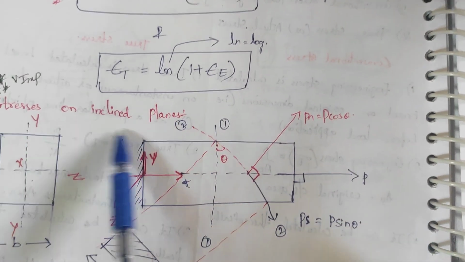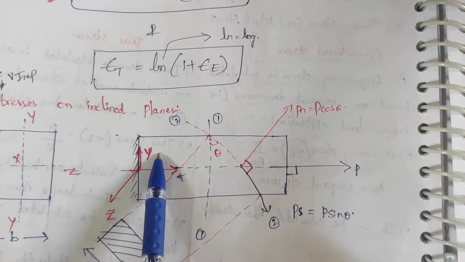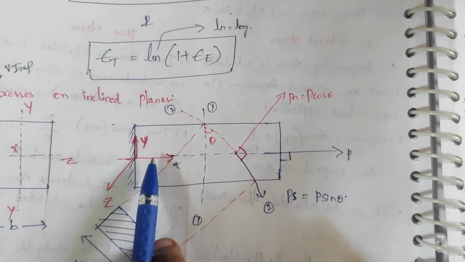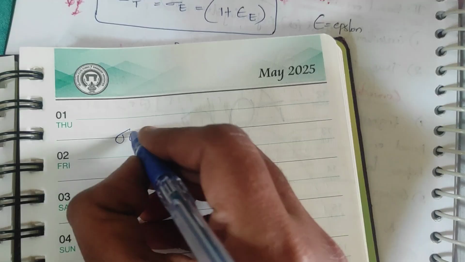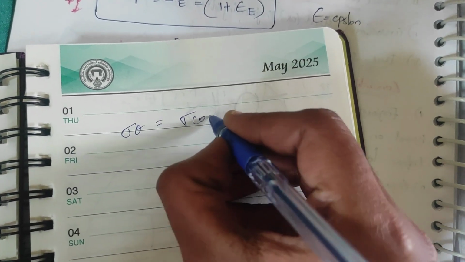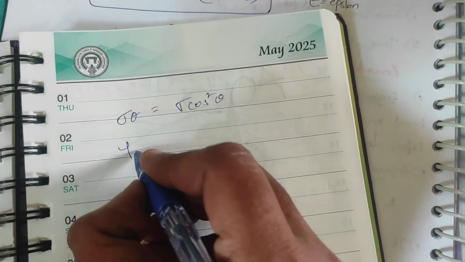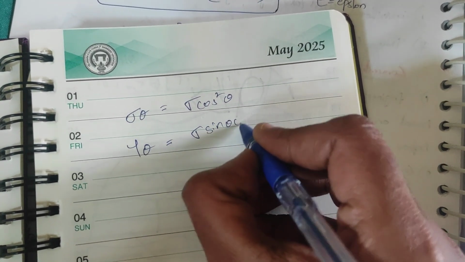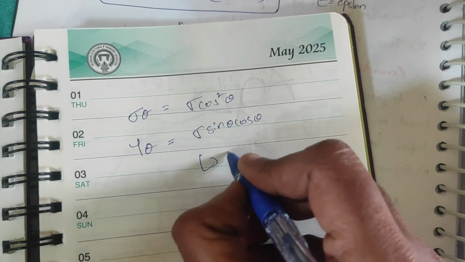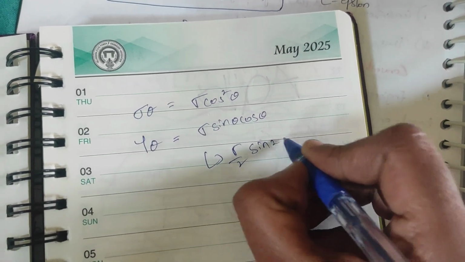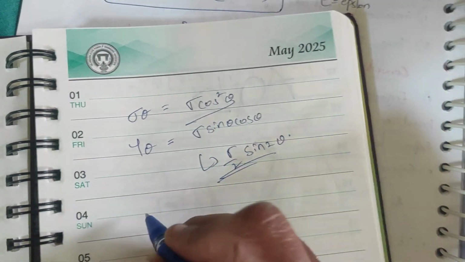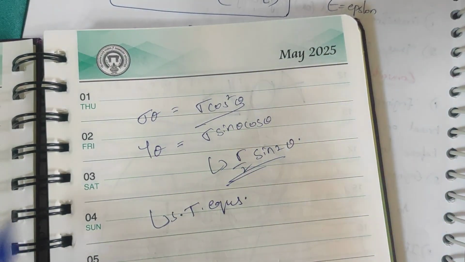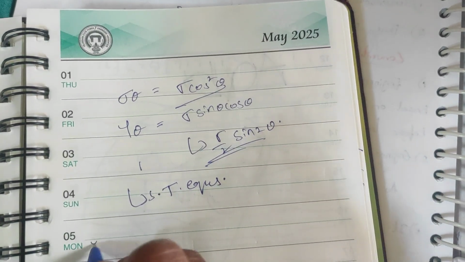Coming to the stresses on inclined plane, there are stress transformation equations, two equations, that is sigma theta is equals to sigma cos square theta, and tau theta is equals to sigma sin theta cos theta, that is sigma by 2 sin 2 theta. These two equations are stress transformation equations.